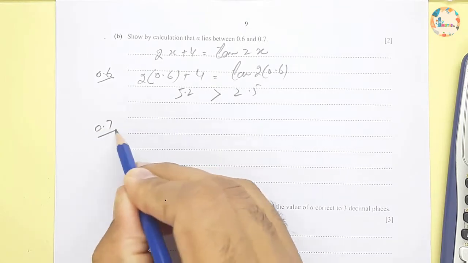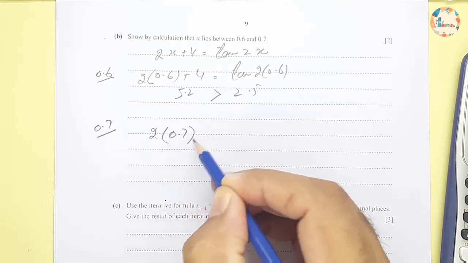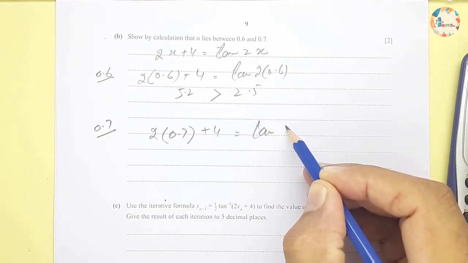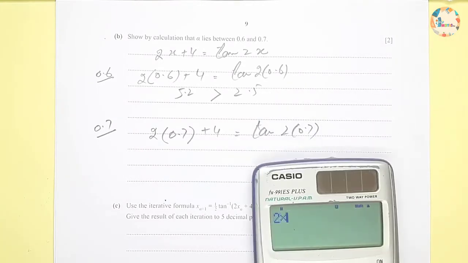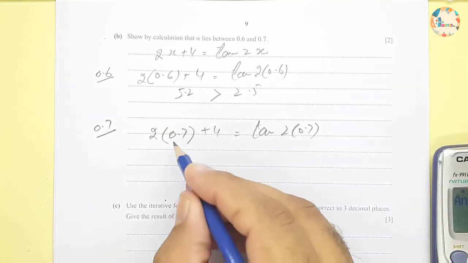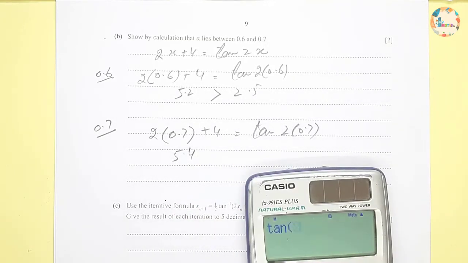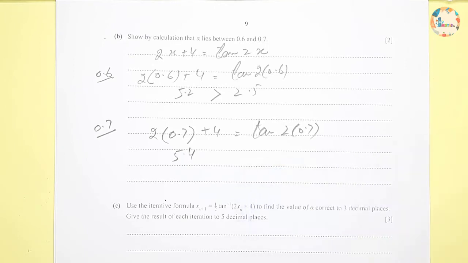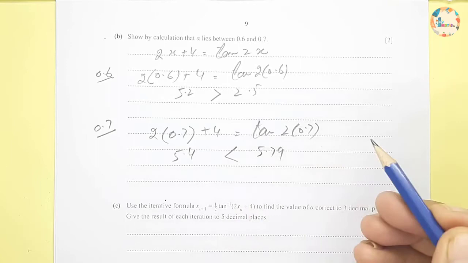And now we can replace 0.6 with 0.7, basically 2 into 0.7 plus 4 is equal to tan of 2 into 0.7, and this value also we can check. 2 into 0.7 plus 4 will be equal to 5.4. This side is 5.4, and this side also we can find, tan of 2 into 0.7 will be equal to 5.79. So if you check, this side is greater.